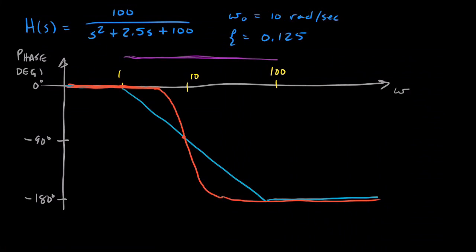And again, the sharpness of that has to do with zeta. As zeta goes towards 0, that becomes sharper and sharper, or steeper and steeper, until finally it's essentially just a discontinuity at omega naught. So that is the phase response of this transfer function, and we see that it is different than the phase response from the previous example, and that's due to zeta being 10 times smaller.